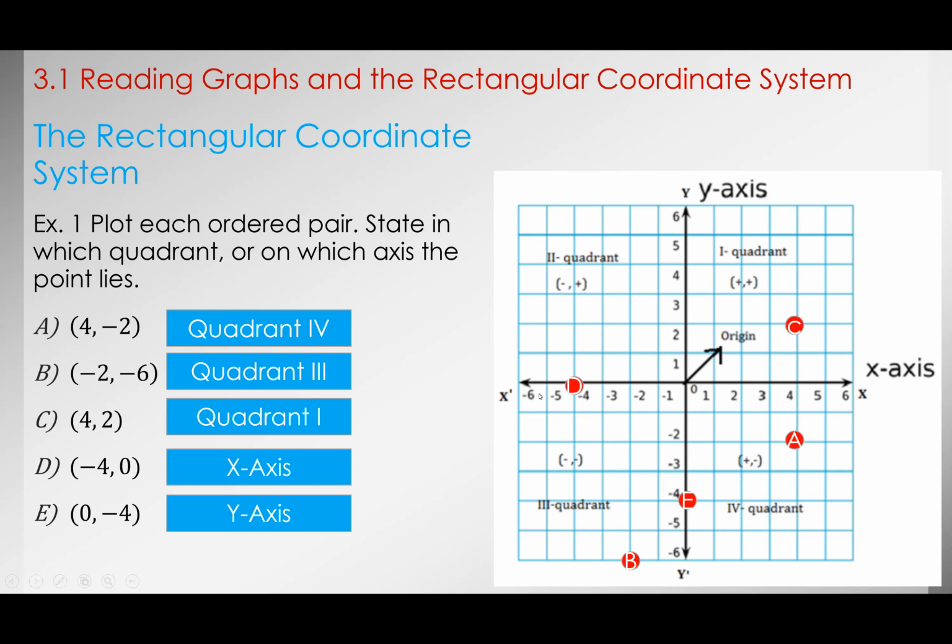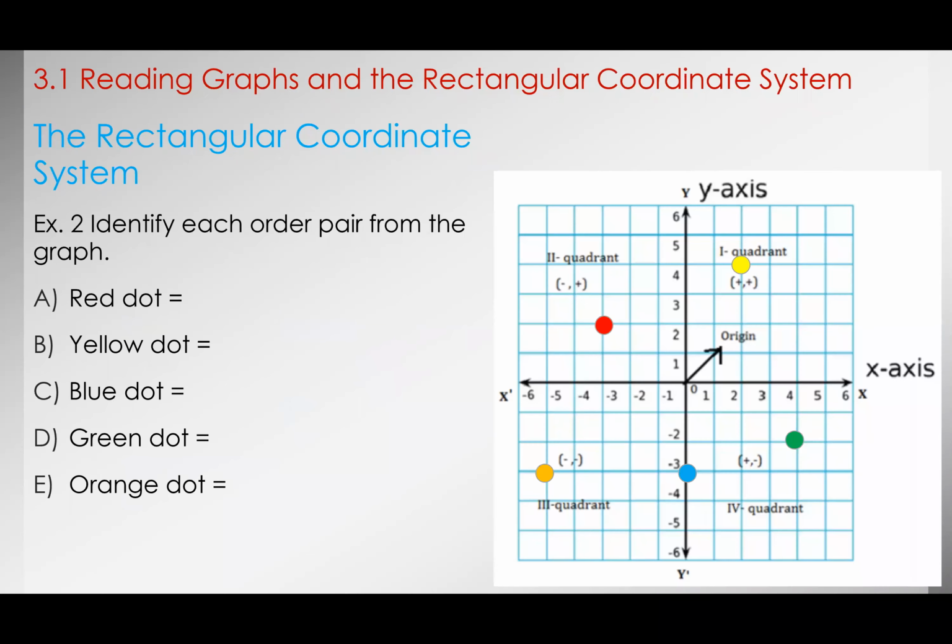So any questions so far with this item here, in terms of how to identify your ordered pair and how to identify your quadrant? Just a reminder, your quadrants go counterclockwise. 1, 2, 3, counterclockwise. Question?